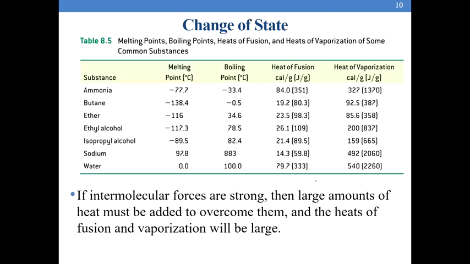Okay, so your book has a table that actually shows a bunch of common substances, and I'm going to actually look at water, since that's a familiar substance.